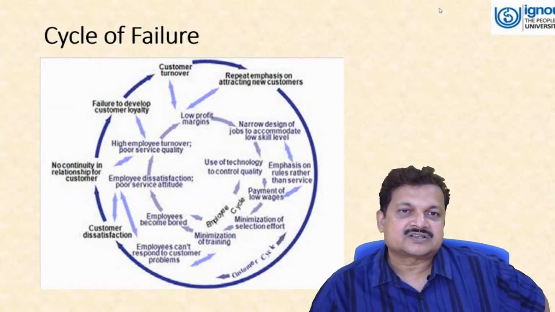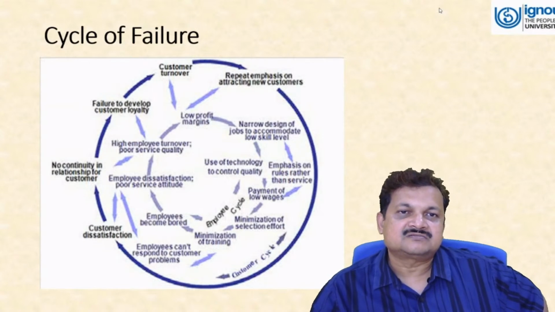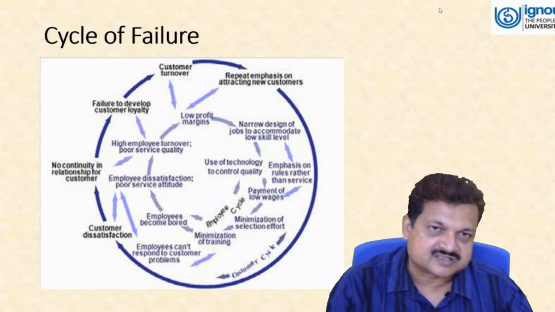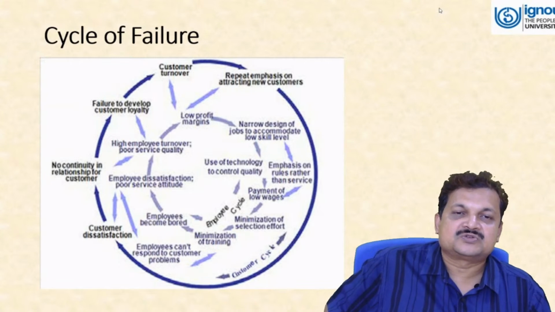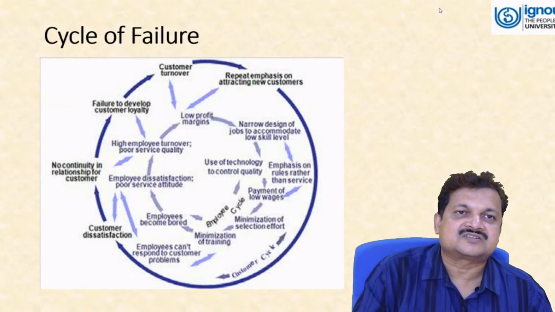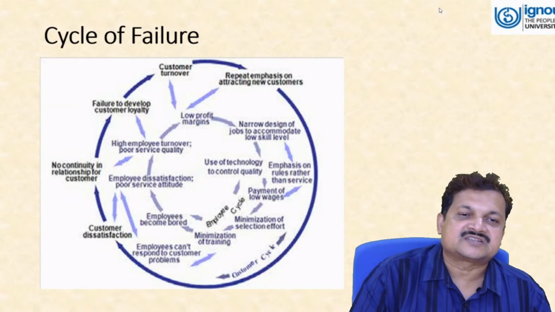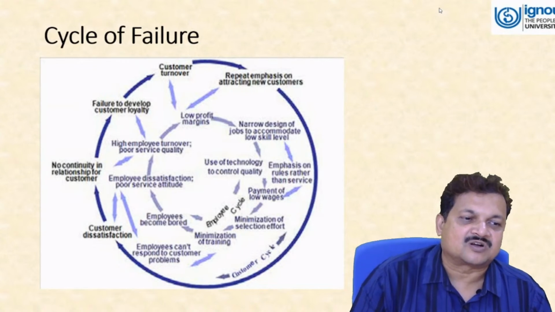And in the customer turnover cases, low profit margin. If you give a low profit margin, you will find problems occurring for the customers. And narrow design of jobs accommodating low skill sets, because if you pay good remuneration to your employees, a narrow design of jobs can be possible. So this is the first thing, the cycle of failure. If this kind of situation occurs in your organization, then the chance is very high that service failure will occur.